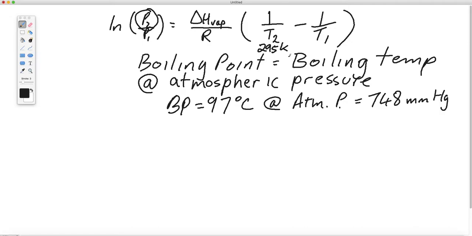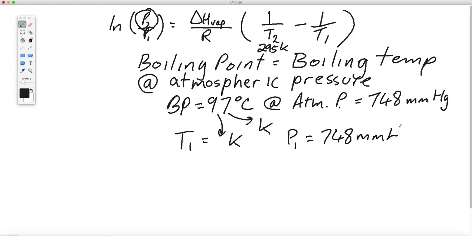And the other thing we're going to do is convert this 97 degrees into kelvins as well. We need that. This is going to be our T1, so you can work that out. And P1, we can leave as millimeters of mercury, and that will allow us to calculate P2. It will have the same unit, millimeters of mercury. The unit of P doesn't really matter that much. It could be millimeters of mercury or atmospheres, but it's not going to make any difference because whatever you use here will be the same unit as you get for P2 anyway.